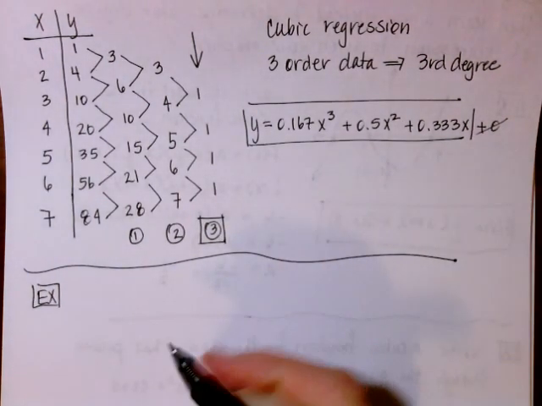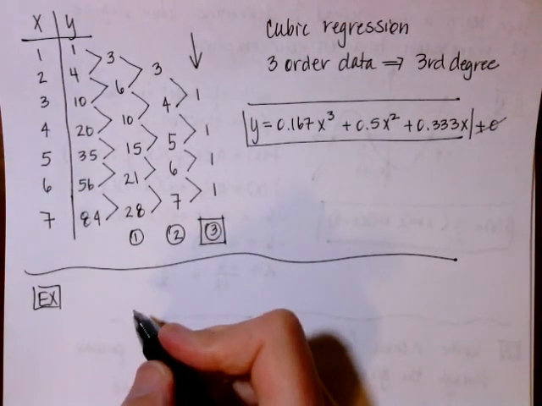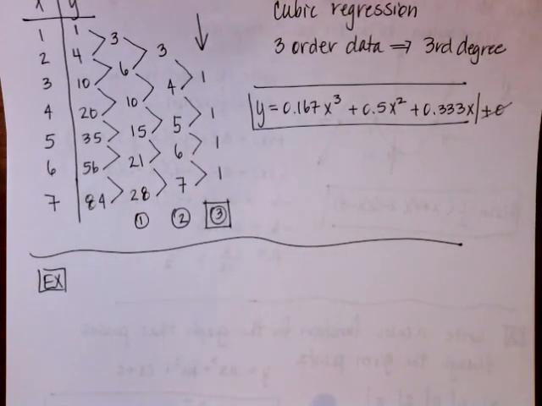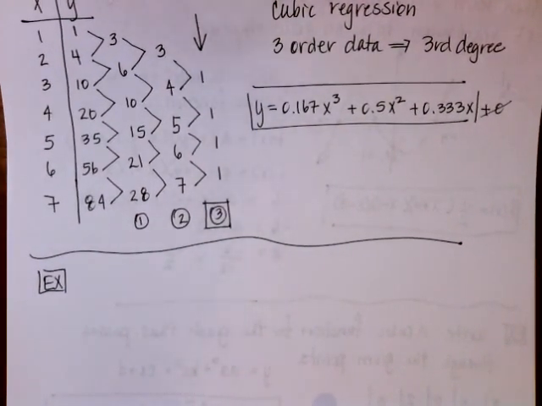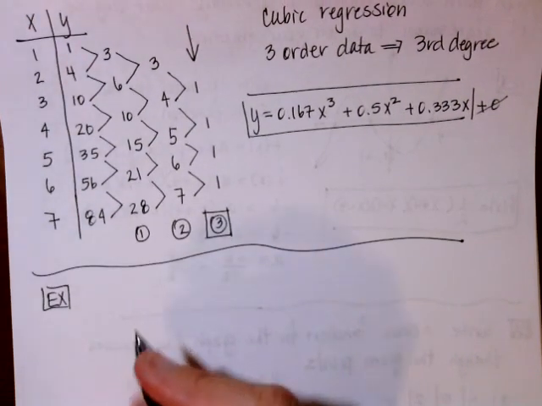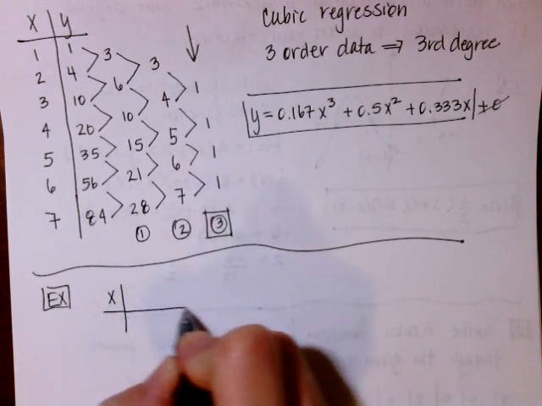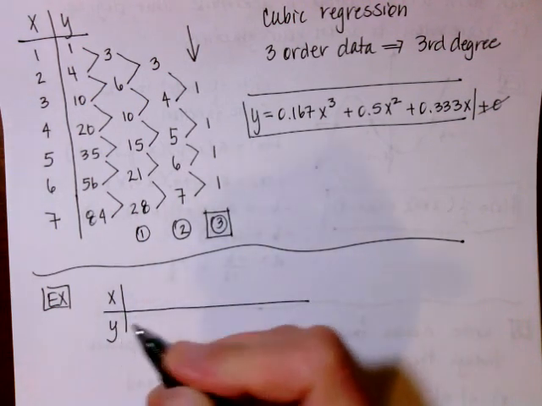All right, so let's say this time I'm going to have the same directions, so I'm going to use a combination of finite differences and regression to write a model for the data. So here's going to be my x's and my y's. This time I'm going to do horizontal data.